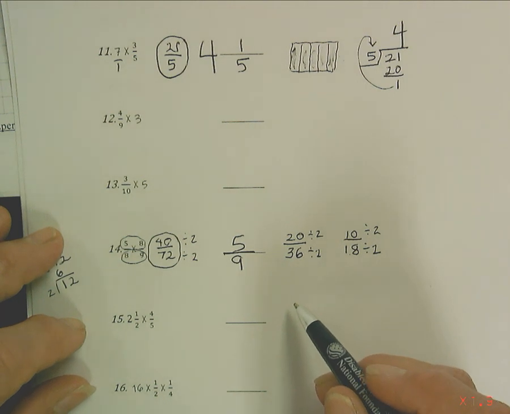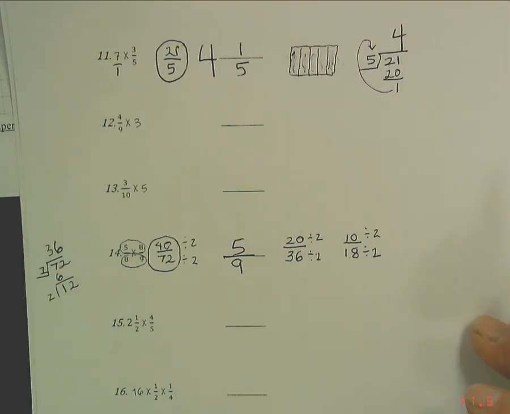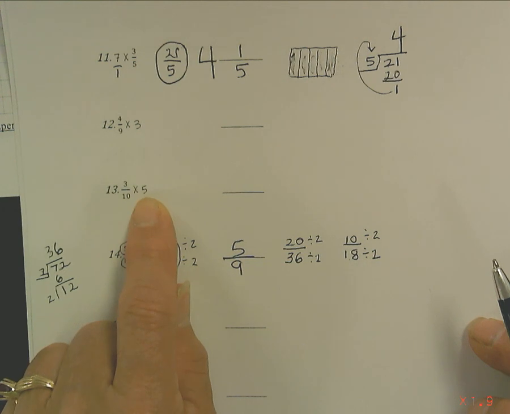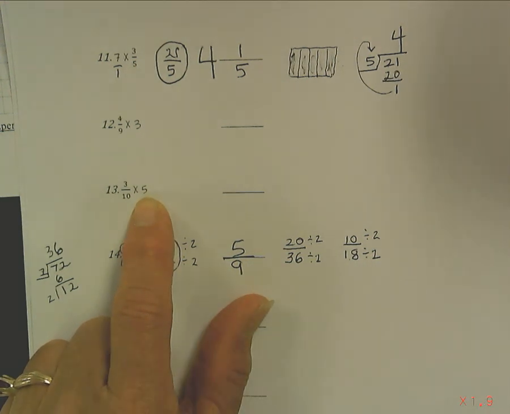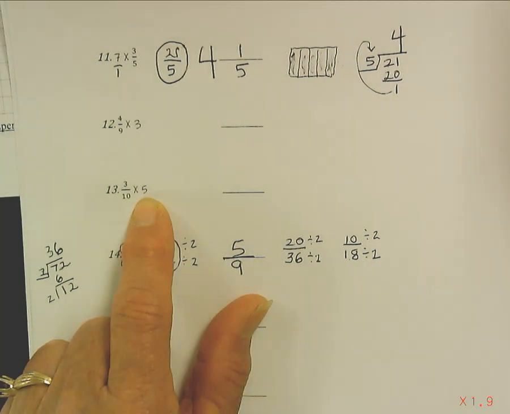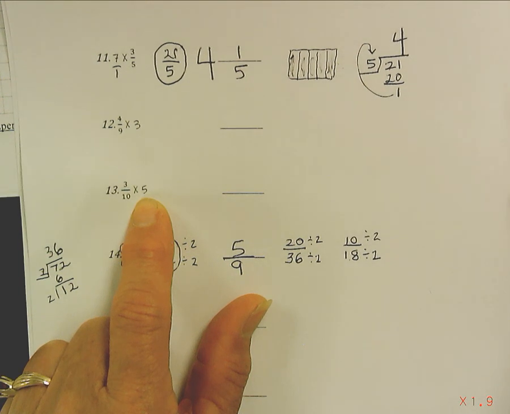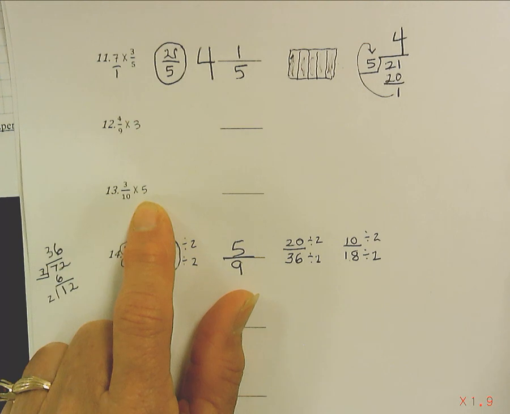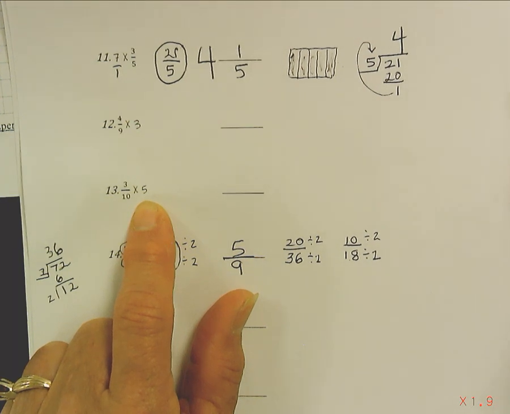Okay, so I'm going to let you do the rest of them. You got a mixed number. What are you going to need to do to that? Change it to an improper fraction. We've got a whole number. What are you going to need to do to that? Make it a fraction. By doing what? What do you do to the whole numbers? Put a 1 under it.